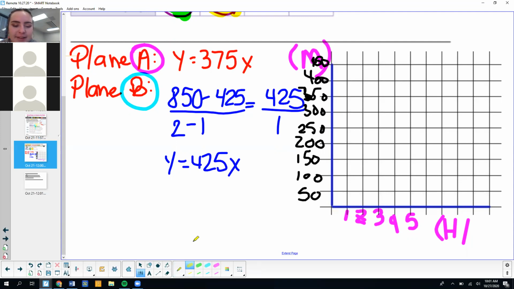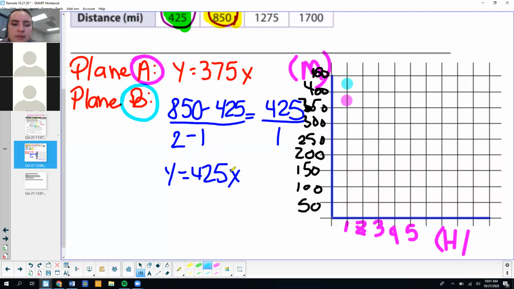All right, let me get my highlighter again. So if I'm looking at 375 miles for every 1 hour, that's going to be about here. Boom. That's about right there. So if I'm looking at 425 miles for every 1 hour, 425 is going to be about right here.